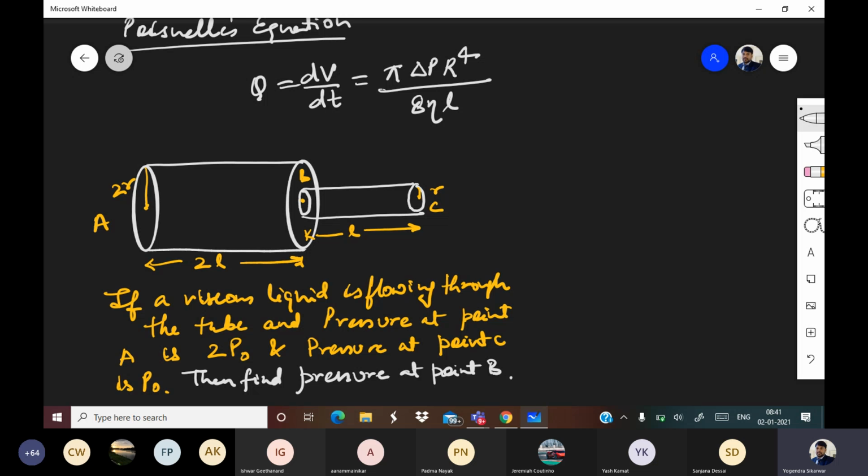Aditya is saying shouldn't pressure at A and B be same since they are at same horizontal level? Aditya, that used to be in Bernoulli's theorem. This is not non-viscous liquid. So if pressure difference is not there, liquid will not flow. All right. Liquid is flowing only due to pressure difference.